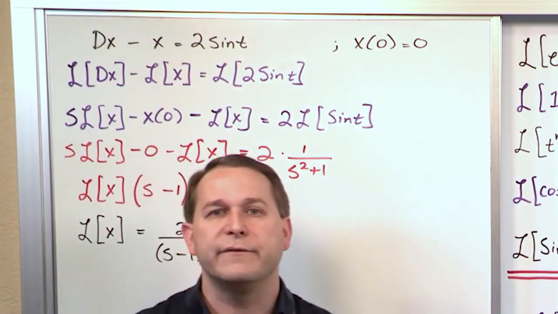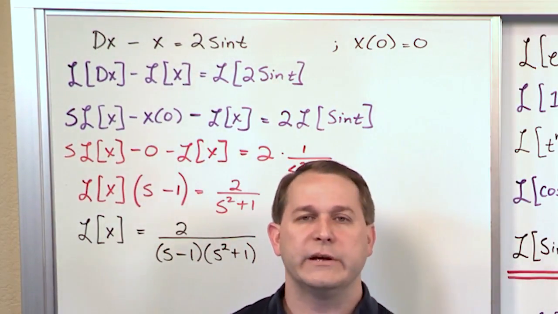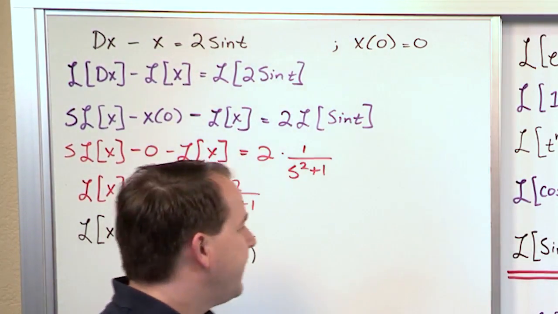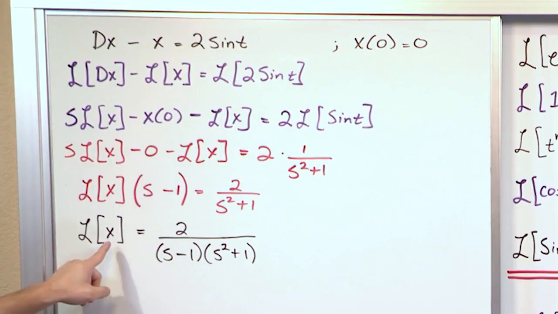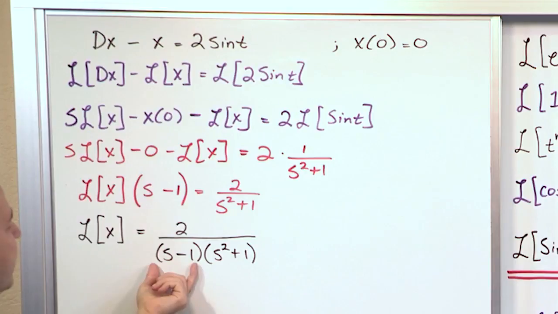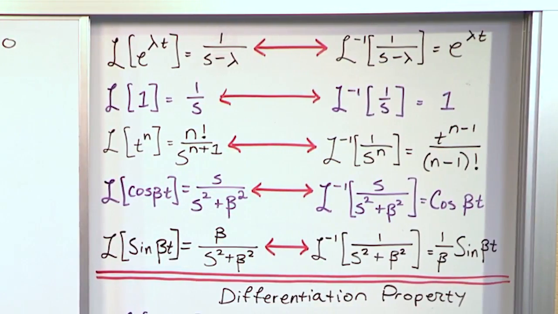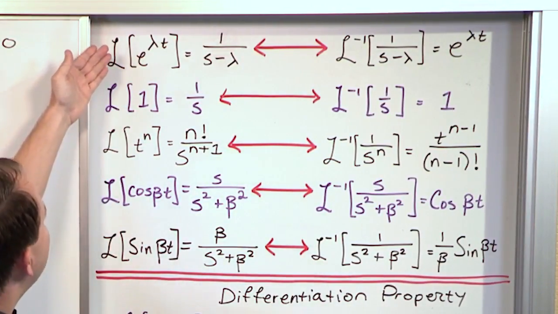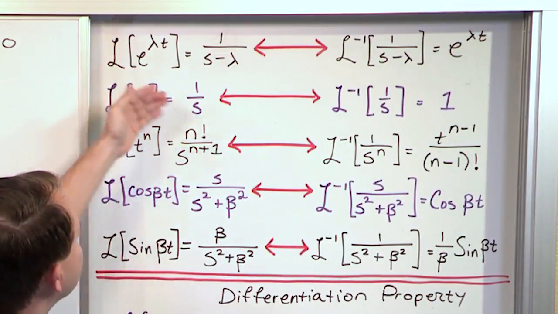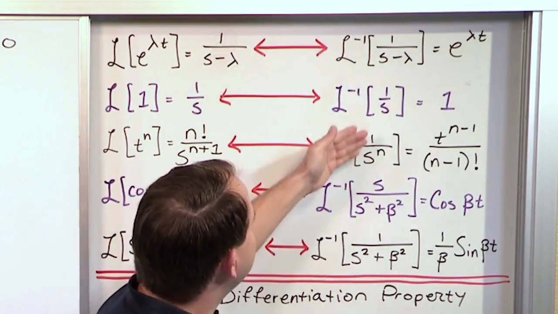Now all we need to do is invert it, come backwards, so that we can go back to the time domain and convert this to a function x of t. But the problem is, when you look at this, 2 over this term in s times this term in s, if you look over at our table, we have absolutely nothing that looks like that.